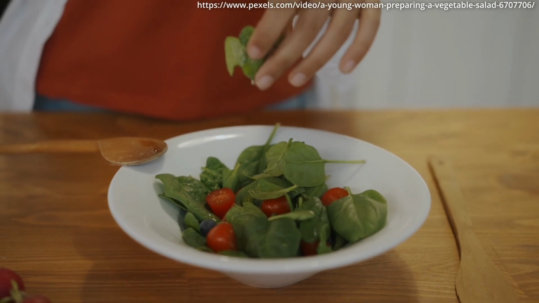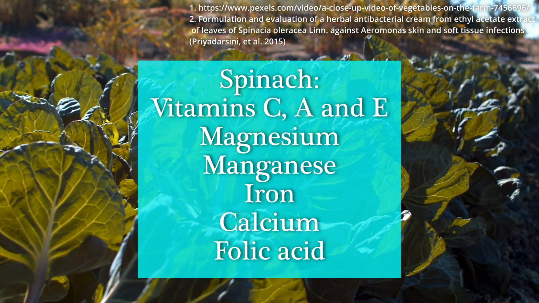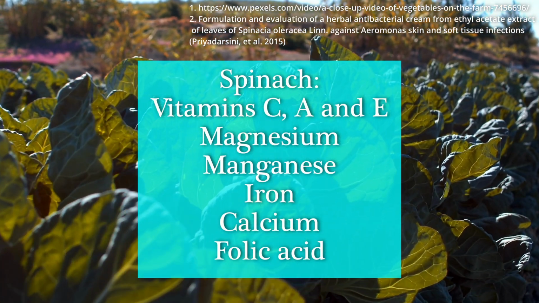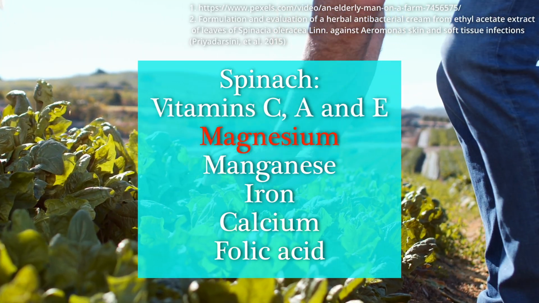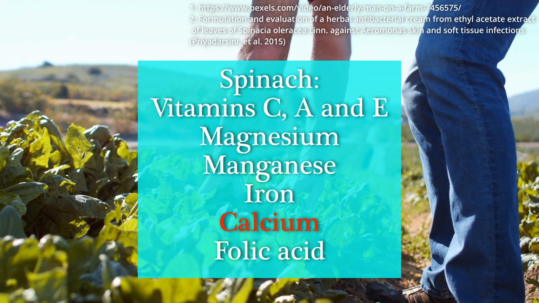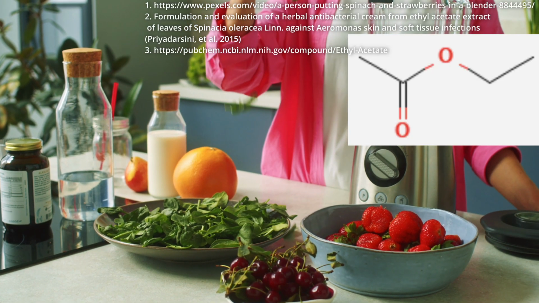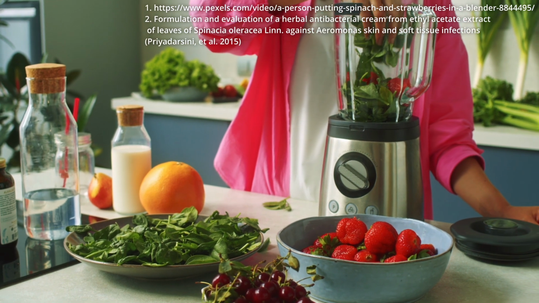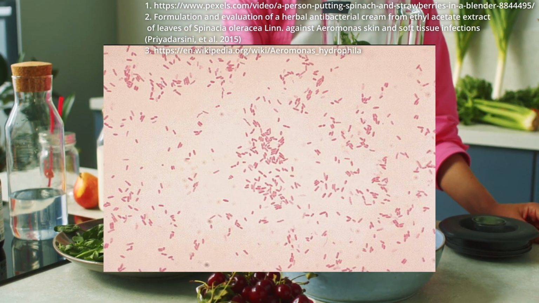Spinach was listed 8th, being more abundant than the activated charcoal. The articles I found suggest that spinach possesses vitamins C, A, and E, magnesium, manganese, iron, calcium, and folic acid. Ethyl acetate extracts of spinach showed antibacterial effects against pathogens causing skin and soft tissue infections.